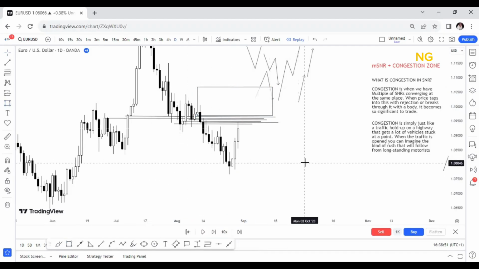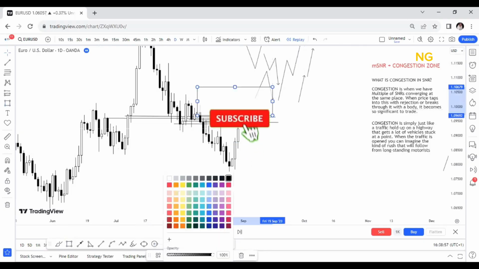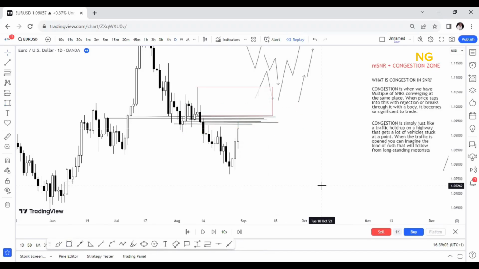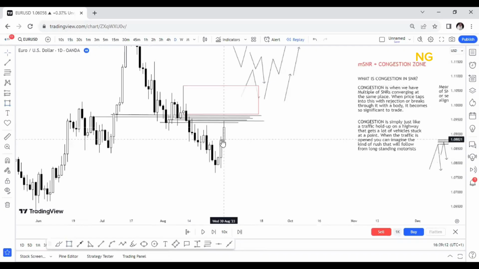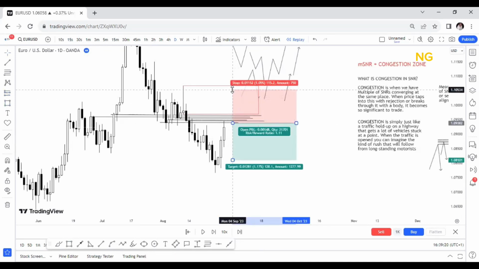That's a zone there, right? And put it out. It's called congestion there. Congestion. Do this one. So we have that stuff there. So that part you got to put down your stop loss. Just put up your stuff.